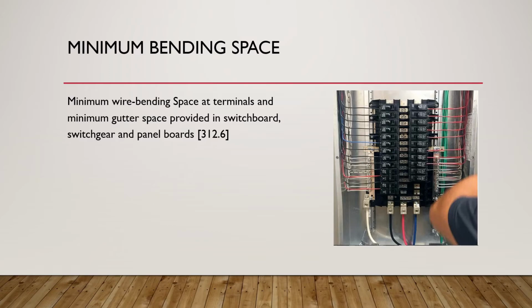So Article 312.6 can help us determine, not the size of the cable rather, but the spatial arrangement between the terminals, right, from the top of the terminals to the back of the enclosure. So that is important as we determine the appropriate bending space required for conductors coming within the panel board or the switchboard. Right? So minimum required bending space must be determined.